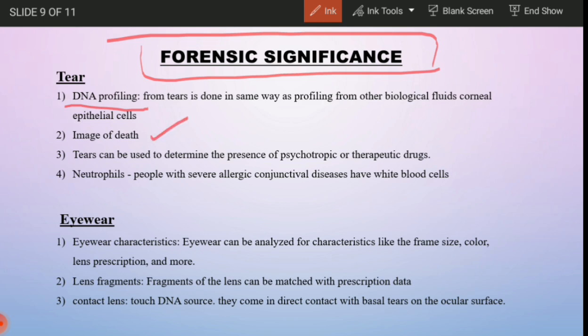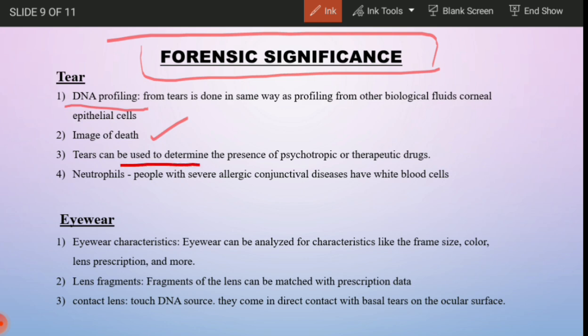Then image of death. Our retina is believed to work like a camera. This topic is still under research, but scientists believe that the last image that person must have seen is captured in the eyes and can be figured out via retina. However, this is still under research.